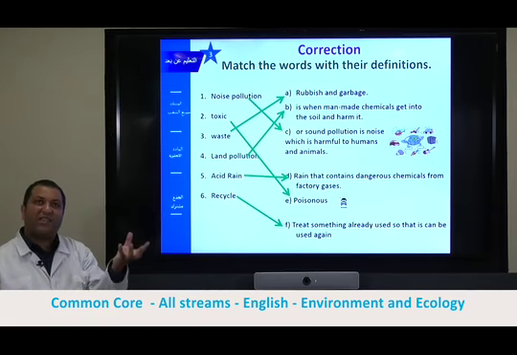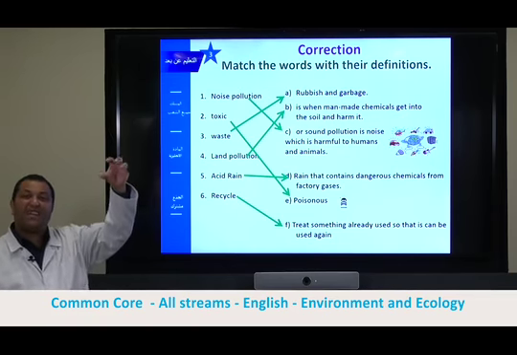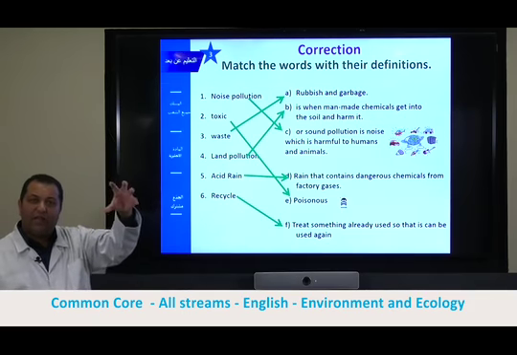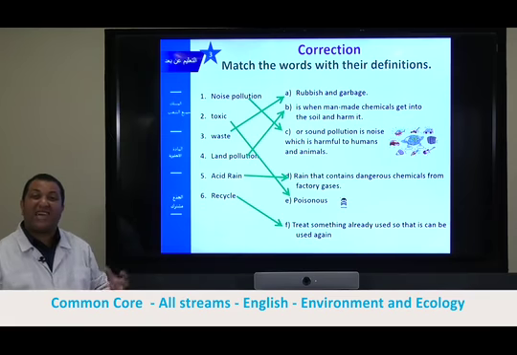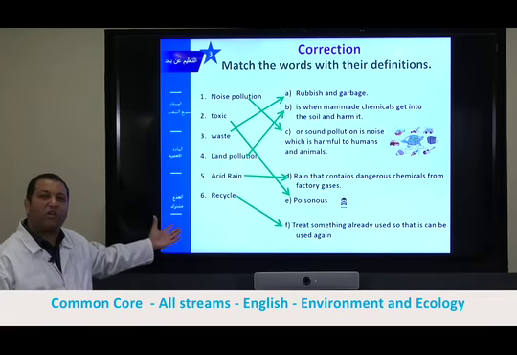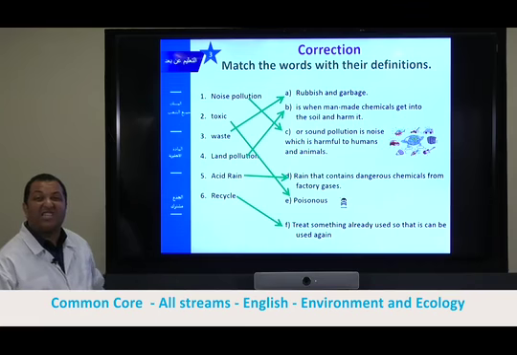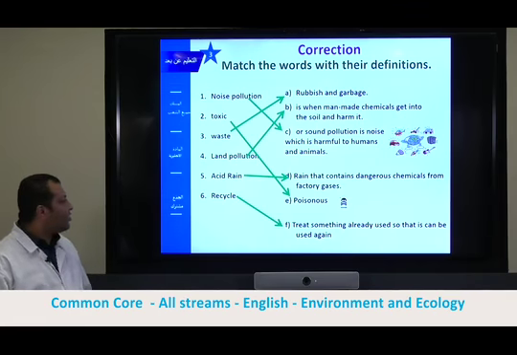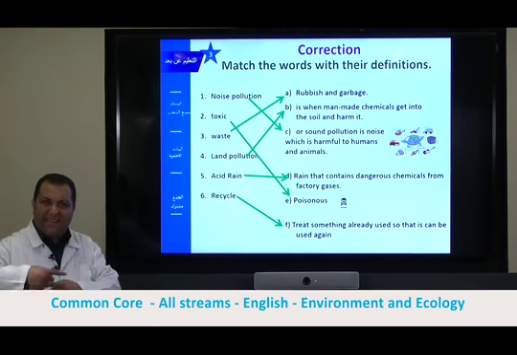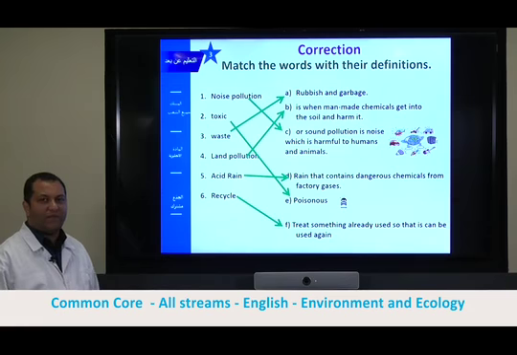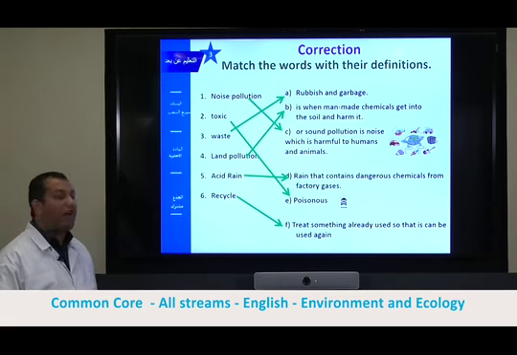So the factories emit the smoke. So when it rains, the water is mixed with these toxic gases and it makes what we call acid rain. And the last one, to recycle or reuse or retreat, is to treat something already used so that it can be used again another time. I hope everything is clear so far.